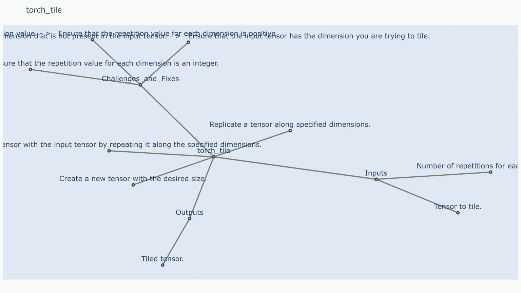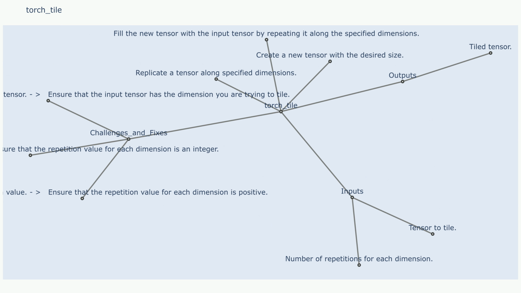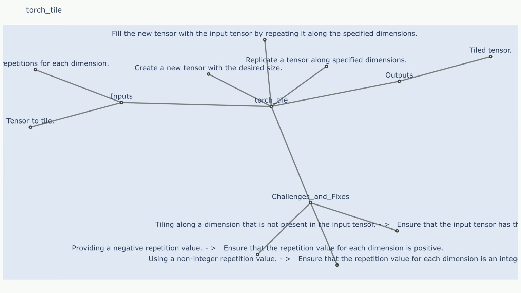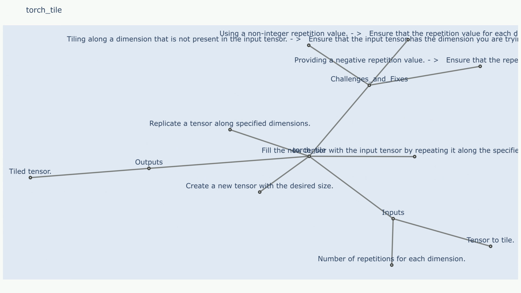Challenge 2, unintended dimension expansion. If you need to repeat the tensor only along specific dimensions, make sure to include 1 in the repeats tuple or list for dimensions you want to keep unchanged. Sample use case that resulted in challenge 2: trying to repeat a 2D tensor along only the first dimension, but forgetting to include 1 for the second dimension in the repeats tuple. Fixes to challenge 2: include 1 in the repeats tuple or list for the dimensions you want to keep unchanged.